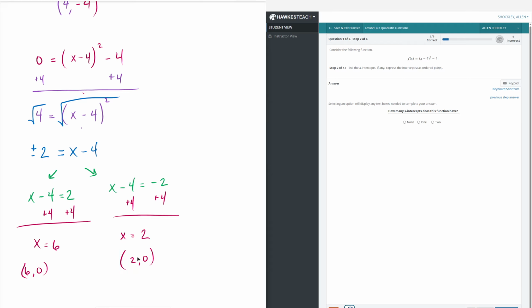They're real. If, for whatever reason, we would have had to take the square root of negative 4, and thus had plus or minus 2i, imaginary numbers you cannot graph for us, and so if we get an i up here, we would say none. But because we got two sets of coordinates, we can say 2. The first one is at 6, 0, and the other one is at 2, 0.